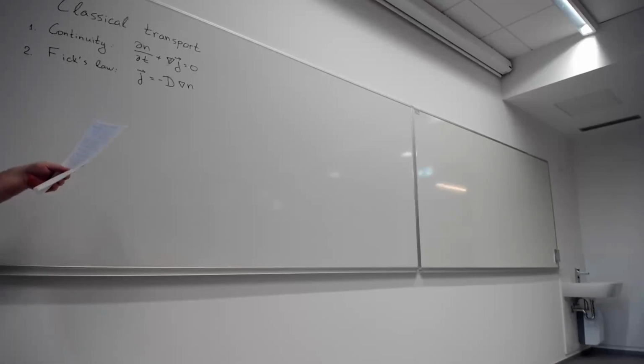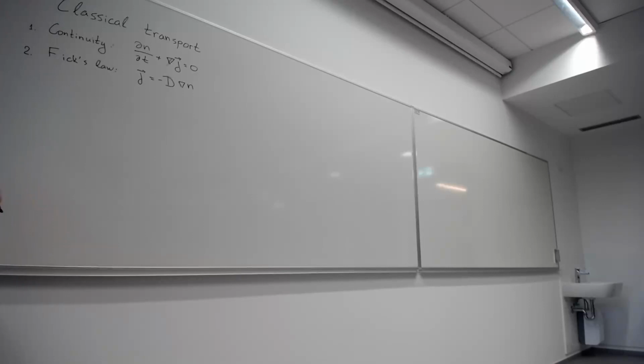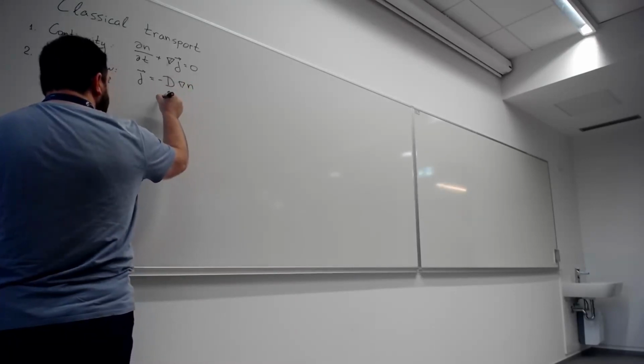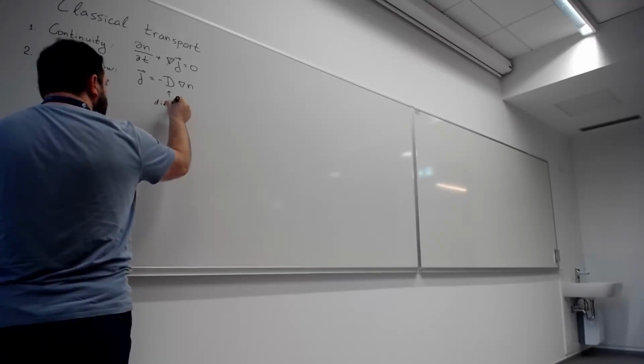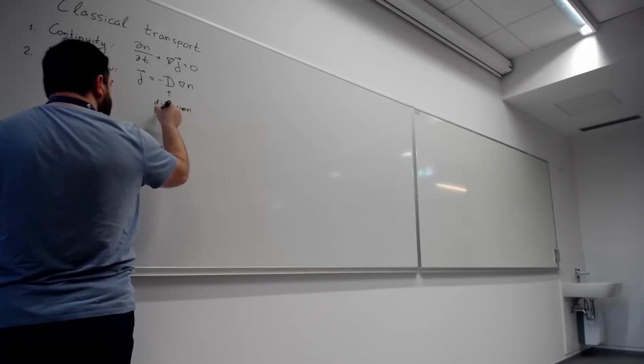So if you have a sample, you have concentration, and it's not constant in space. Somewhere you have more electrons, somewhere you have less electrons. Then they try to equilibrate, and it creates the current, which is proportional to the gradient of concentration, and the coefficient which stays here is the diffusion constant.